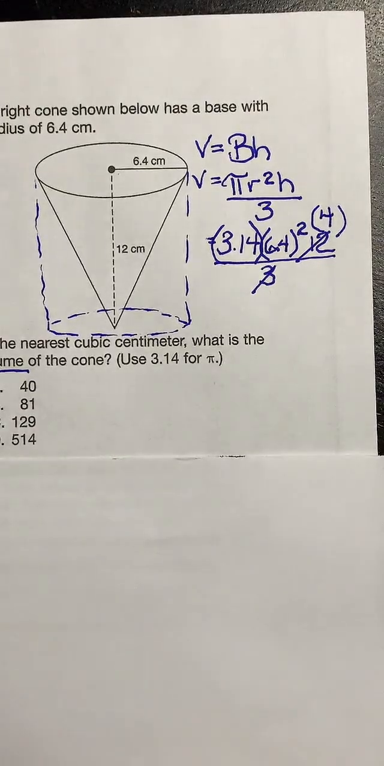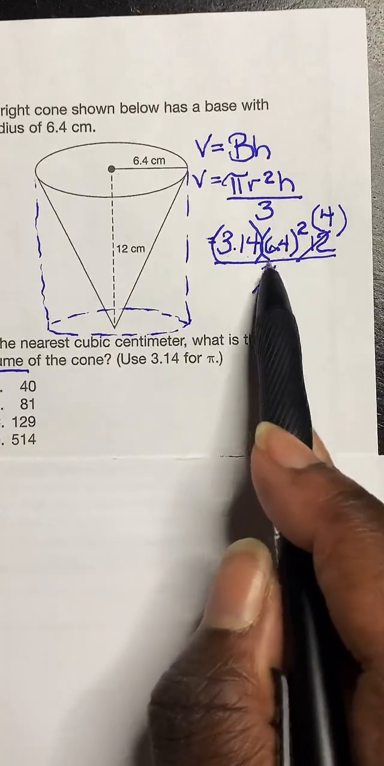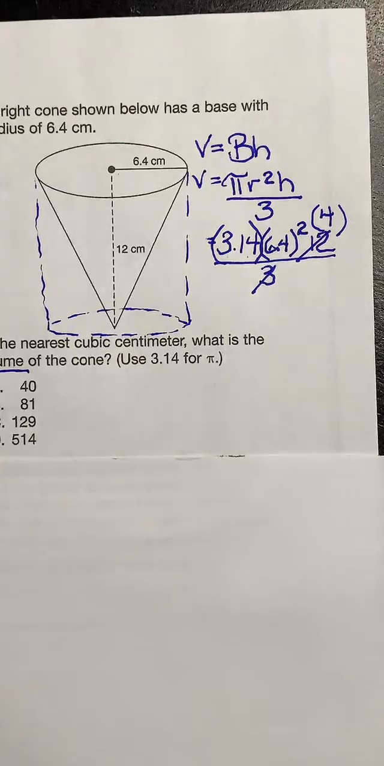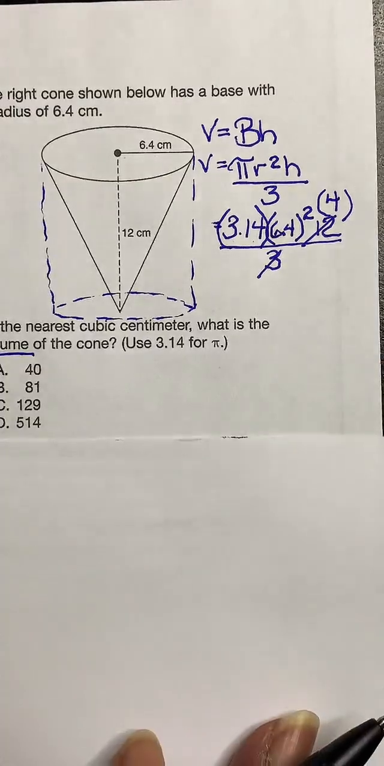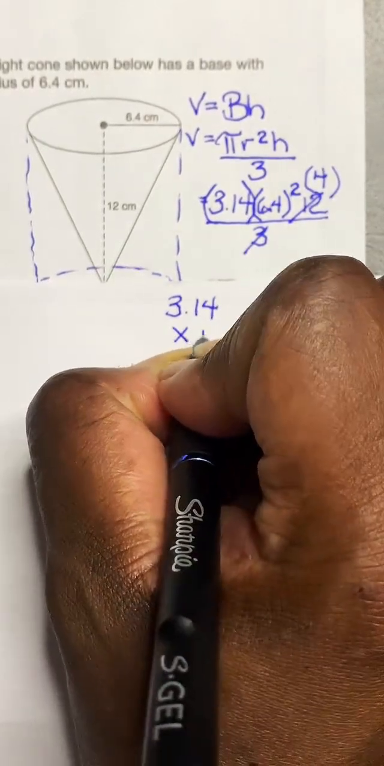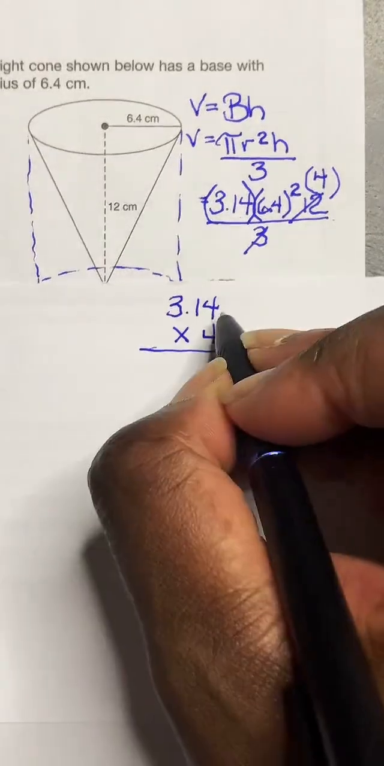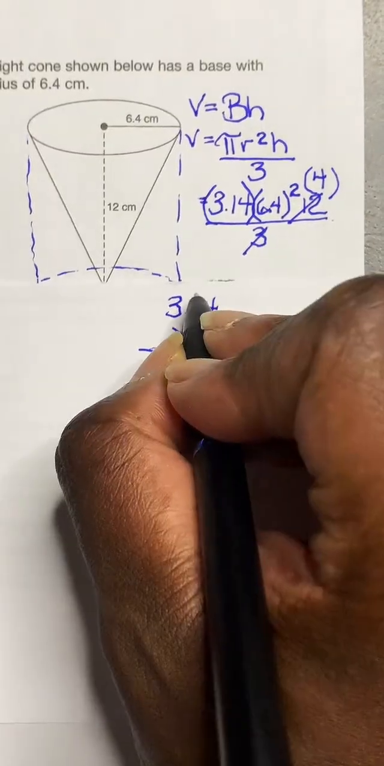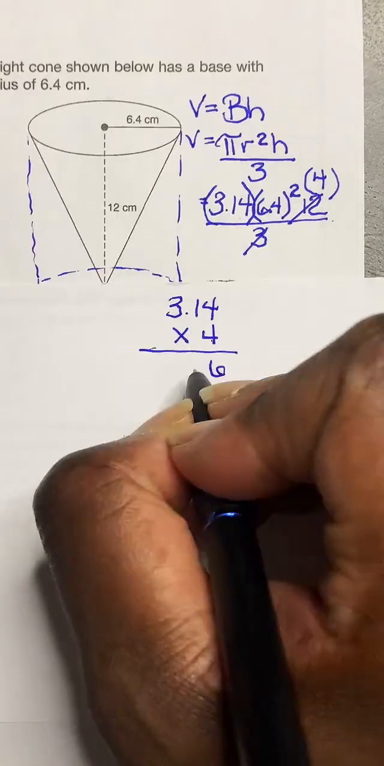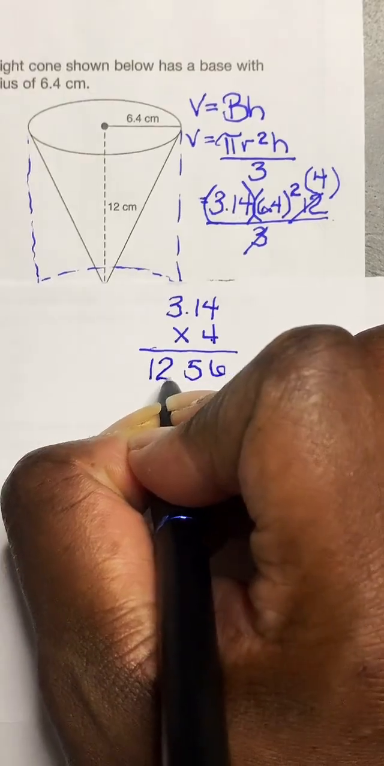So now the only thing I have up here is 3.14 times the 6.4 squared times 4. All right, so if we take a look, let's break this down. I'm going to use my piece of paper right here. So if we have our 3.14, let's multiply that by the 4 that we got from dividing the 12 and the 3. So 4 times 4 gives me 16, carry the 1. 4 times 1 gives me 4, plus 1 gives me 5. And 4 times 3 gives me my 12.